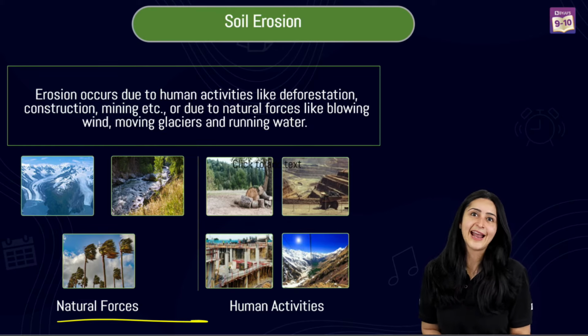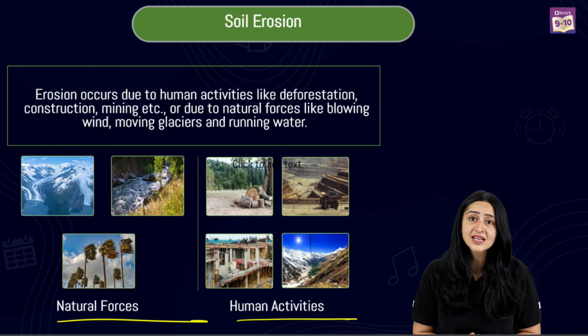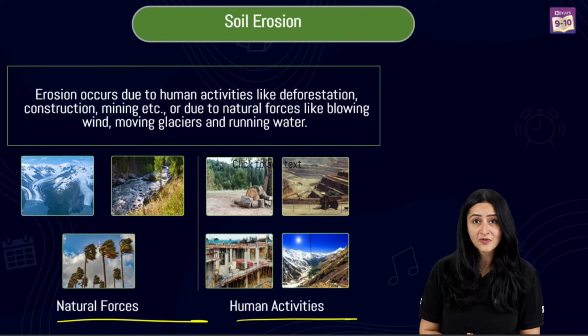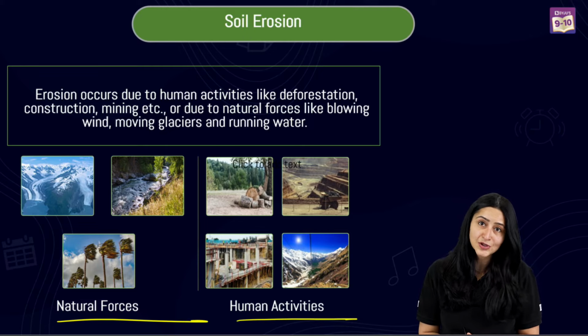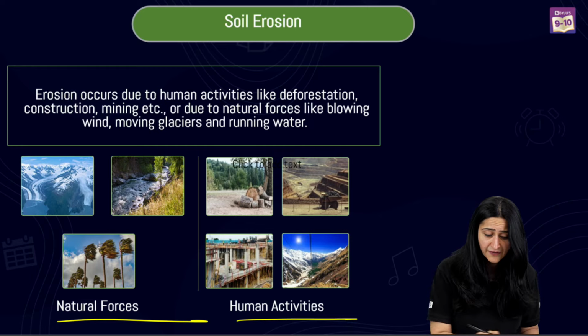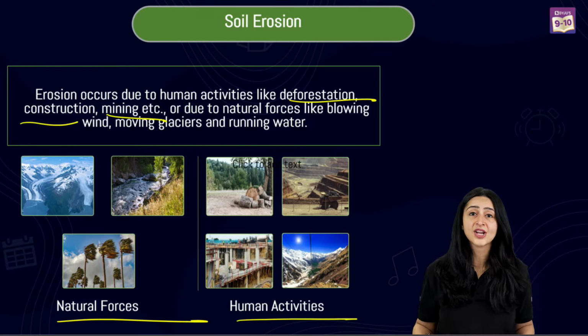But the things that we can help are the human factors, which means that there are certain human activities, as always, that result in a loss of some of our resources, and it's the same with soil also. So in terms of human activities, there are many things that we do that lead to soil erosion, like for example construction, mining, deforestation.